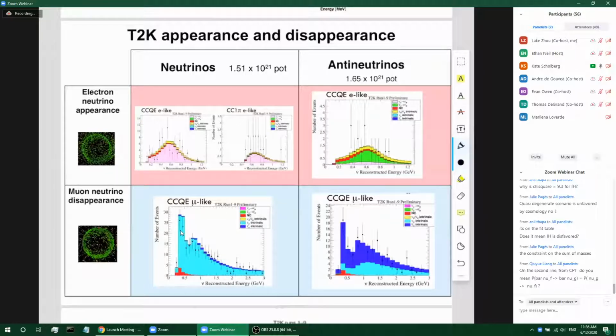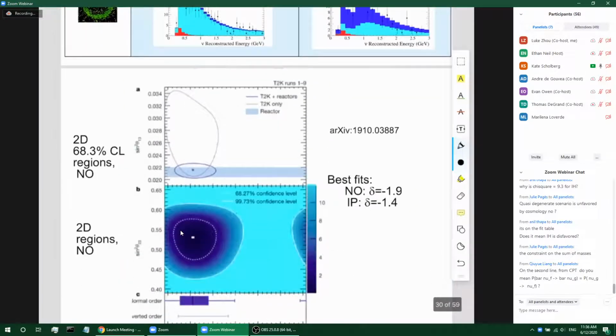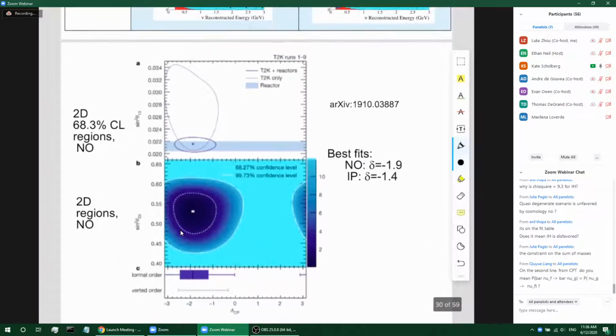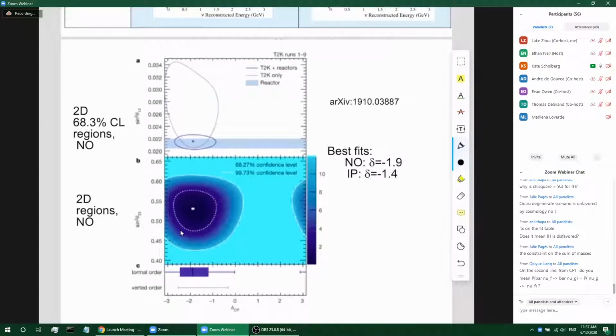This is the samples of the data. Here, appearance, you get extra electron neutrinos, so extra rings popping out from the beam. And also disappearance, you also get a chomped out oscillation deficit in the spectrum, both for neutrinos and antineutrinos. You can change the beam to be more neutrinos or antineutrinos. And this is the T2K using all the data. This is a fit of all the data.